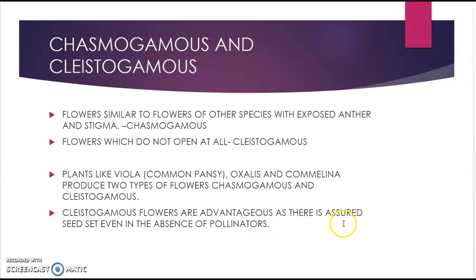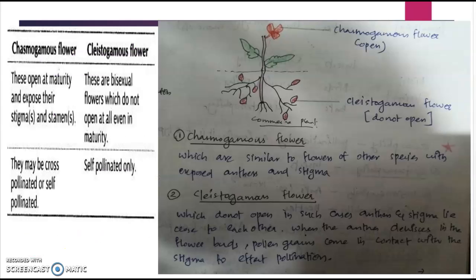Cleistogamous flowers are advantageous because there is assured seed set even in the absence of a pollinator. This picture will make it clearer. See, this flower is a chasmogamous flower, which will be open, and below it is a cleistogamous flower, which does not open. Chasmogamous flowers are similar to flowers of other species with exposed anthers and stigma, so there are chances of cross pollination in this, and it is self pollinated too because it is the same plant. Now in cleistogamous flowers, which do not open, the anther and stigma lie close to each other, and when the anther dehisces in the flower buds, pollen grains come in contact with the stigma to effect pollination.